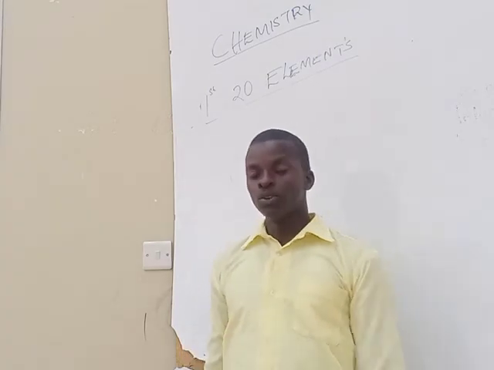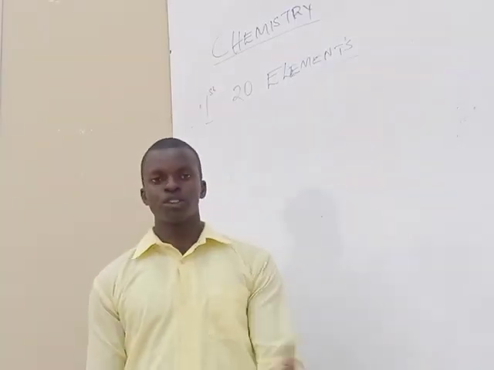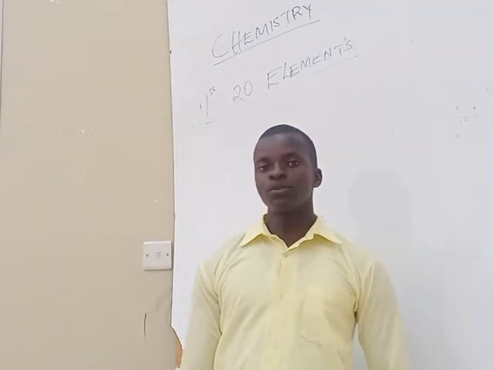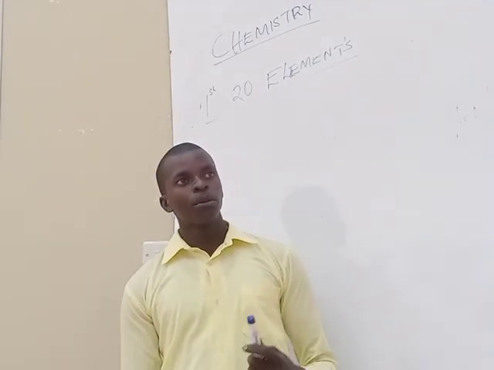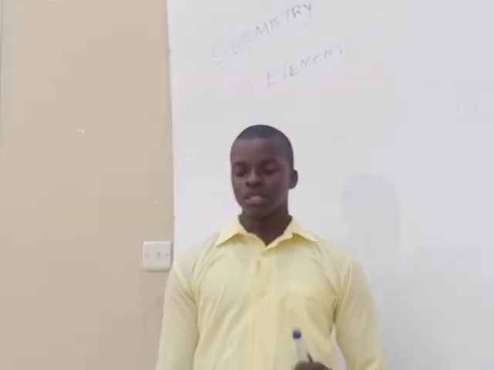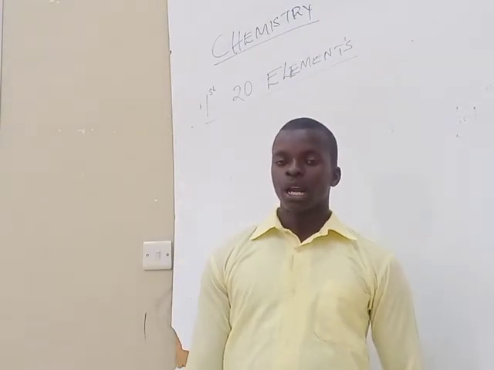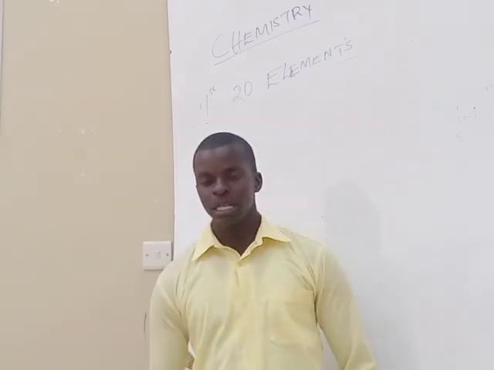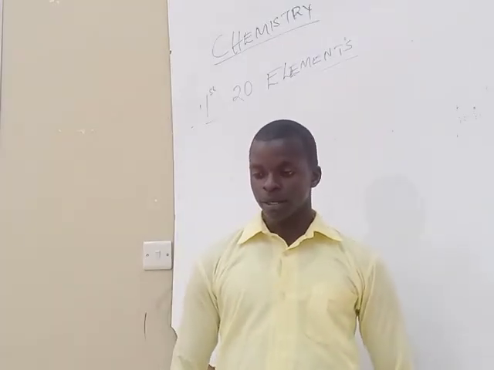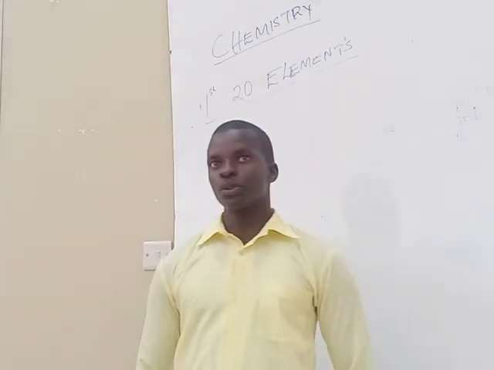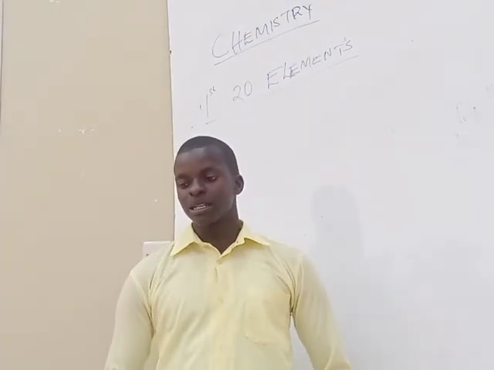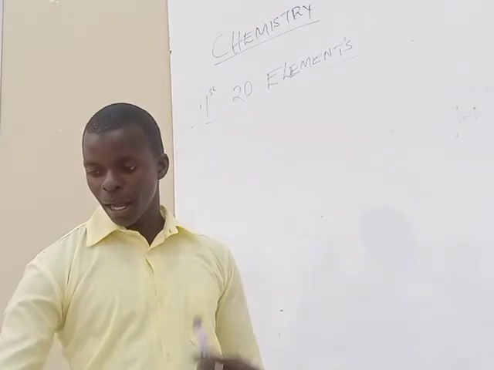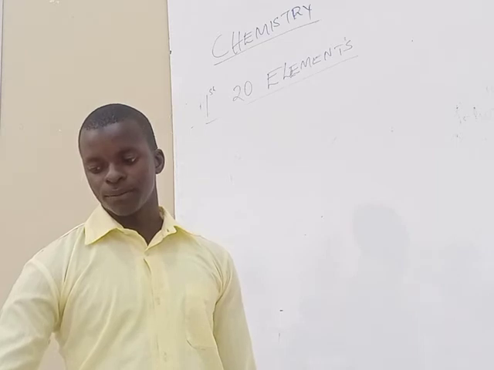Then for the neutrons, which are also subatomic particles, we say that they are neither positive nor negative; they are neutral. Like the proton, it is also found in the center, which we call the nucleus. It also has a relative mass of one. And the number of protons together with the neutrons gives us the mass number of an atom of an element.